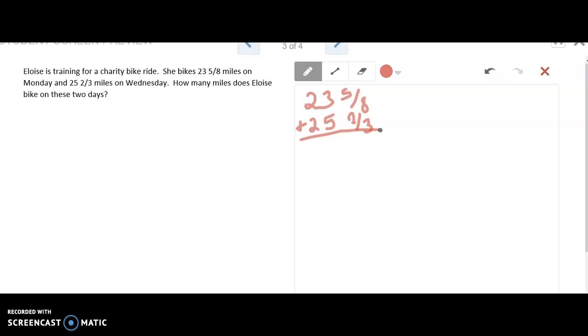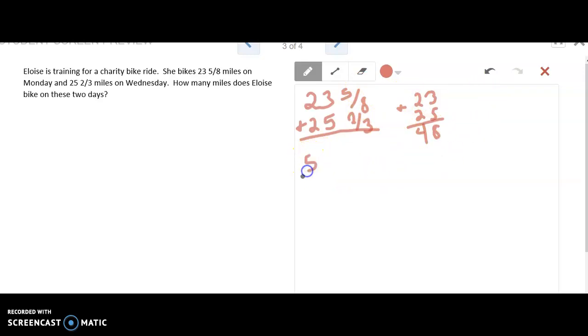So I know that when I have mixed numbers, I need to look at the whole numbers and the fraction parts. Since this is addition, I'm going to go ahead and pull my whole numbers out here. And I'm going to say, well, 23 plus 25. And I'm going to complete this part. So 3 plus 5 is 8, and 2 plus 2 is 4. So I'm going to sit on that 48 and just let it be for now. I need to now take a look at my fraction parts.